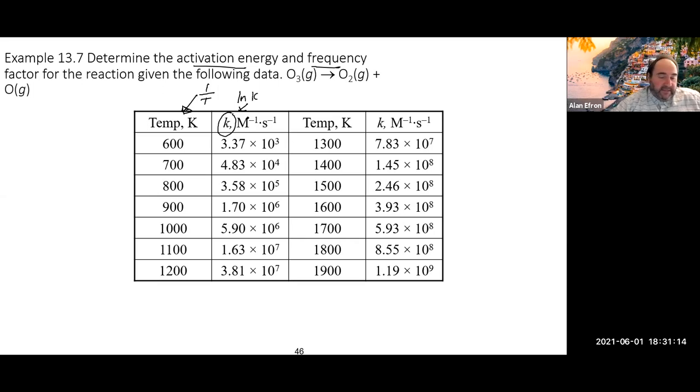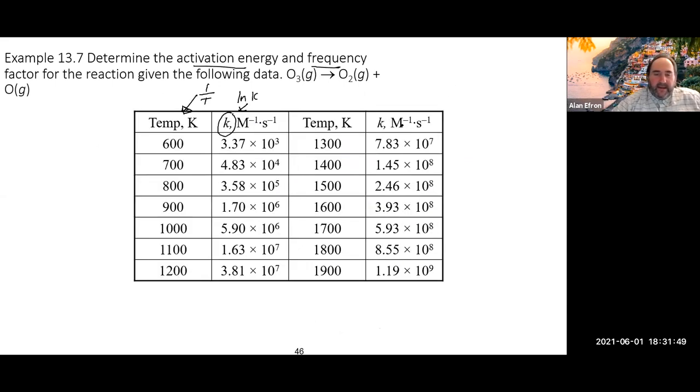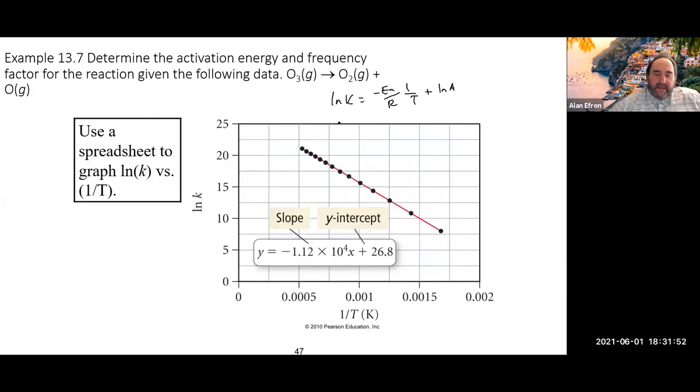Those would represent the points that we would graph. And if we went to something like Excel and did that graph, you can see the linear relationship that occurs when we do the Arrhenius plot. And we get this equation for the straight line that would come from the graph. So a couple of things. Remember that when we look at the equation, we have the natural log of K is equal to minus E of A over R, times 1 over T, plus the natural log of A. And again, this is y equals mx plus b.